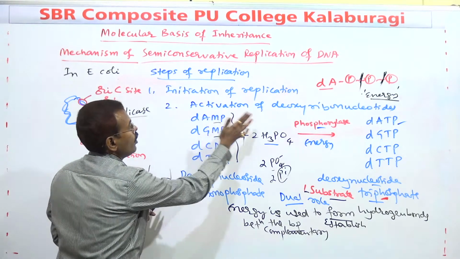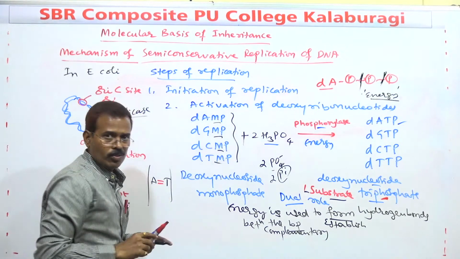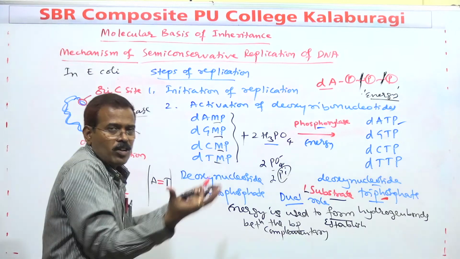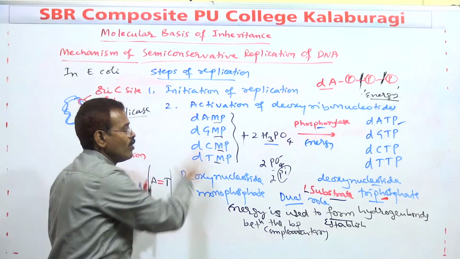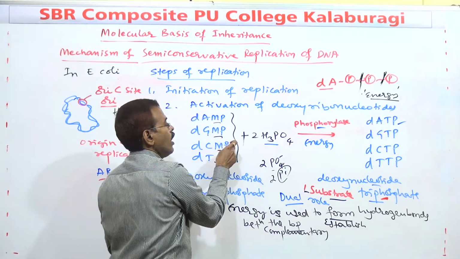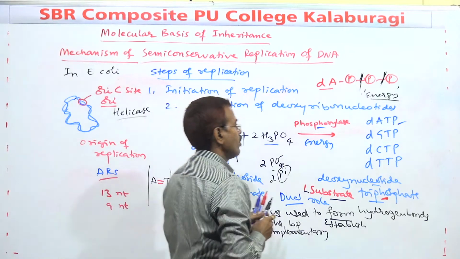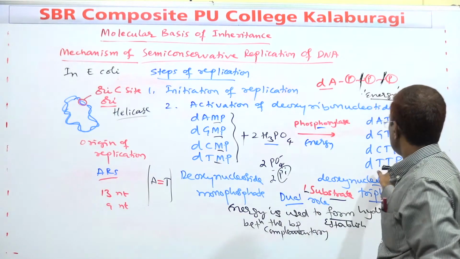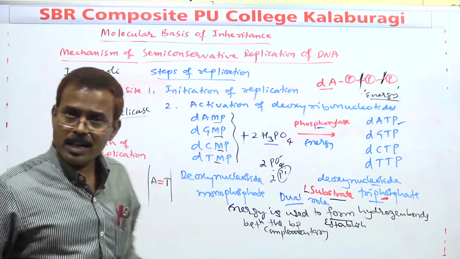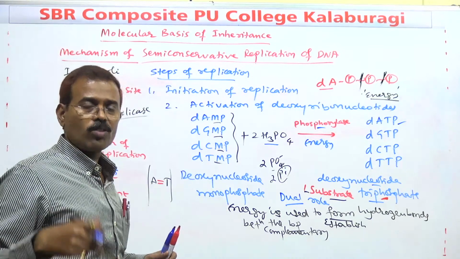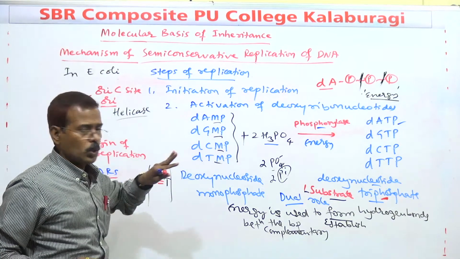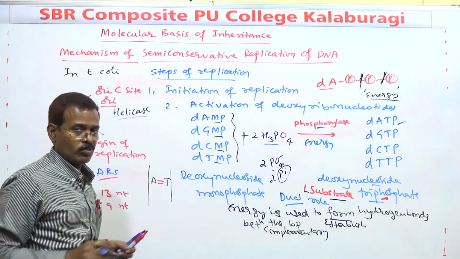So these four nucleotides are present in the nucleoplasm in eukaryotes, and in the cytoplasm itself in prokaryotes, and they will be activated. Two phosphate groups are added by the activity of phosphorylase, converting them into triphosphate form. So they serve as nucleotide, monomeric unit, as substrate, and also as a source of energy. These are the two steps I wanted to discuss today.